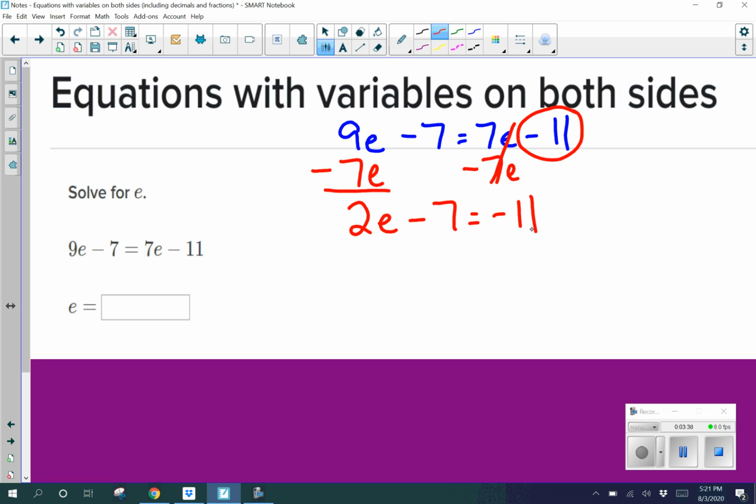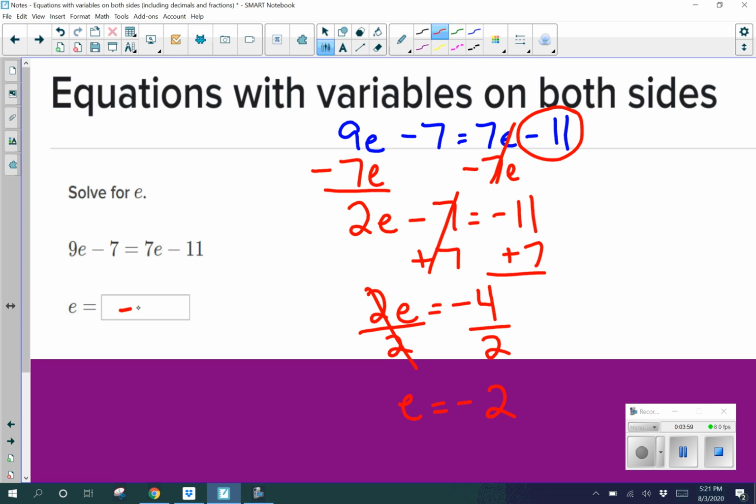Now we want to eliminate our constant, so I'm going to add 7 to both sides. That leaves us with 2e on the left-hand side and negative 11 plus 7. Different signs, so we subtract. That leaves me with a negative 4. And then my last step is to divide through by 2. And that's going to leave us with our answer, which is e equals negative 2.